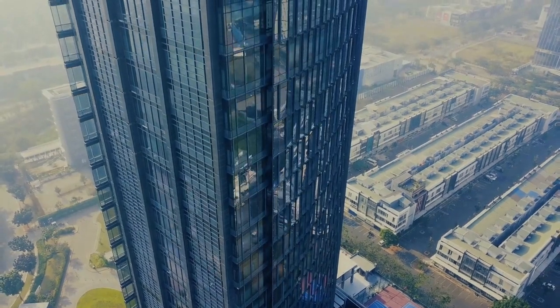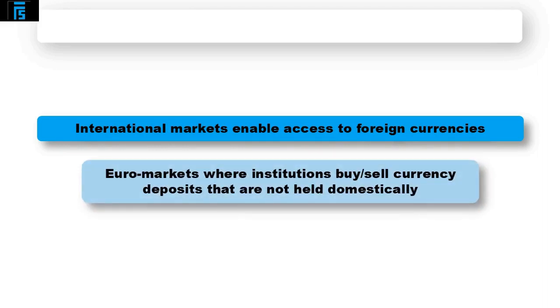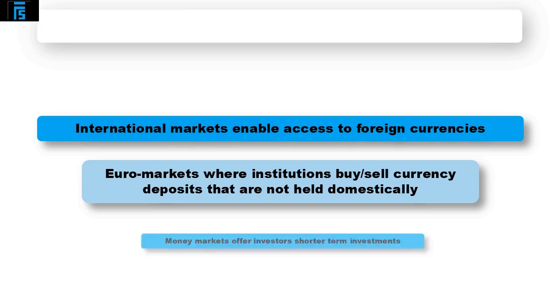There are national and international capital markets. National markets tend to be smaller. International markets enable organisations to access foreign currencies. The main international markets are the euro markets and the foreign bond markets. The euro market is an international capital market organised by international commercial banks, where financial institutions buy and sell currency deposits that are not held in their country of origin. Companies who have a high credit rating can raise finance in a foreign currency.